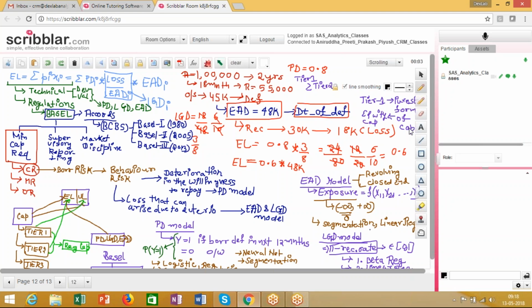So the second type of loss is the unexpected loss. The unexpected loss is nothing but the deviations of losses from the expected losses.